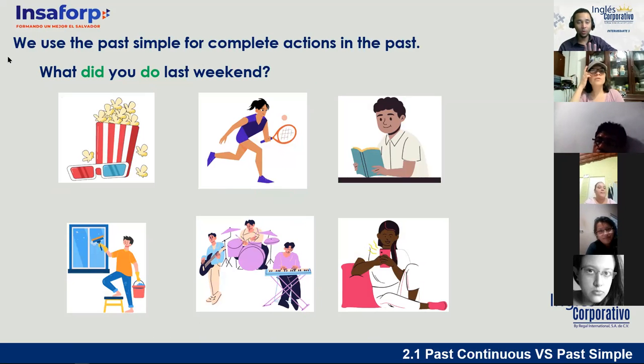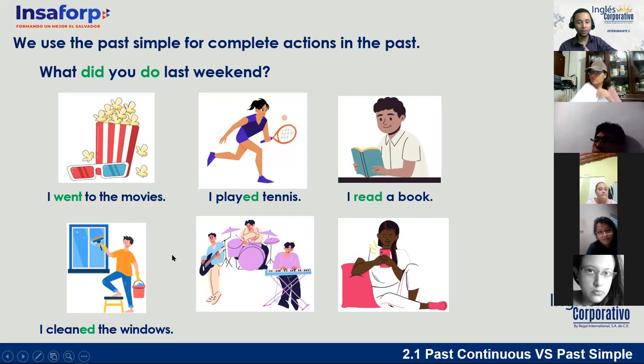Remember, very important. We use the past simple for complete actions in the past. So, what did you do last weekend? You say, I went to the movies, I played tennis, I read a book, I cleaned the windows, I went to a concert, I stayed home.